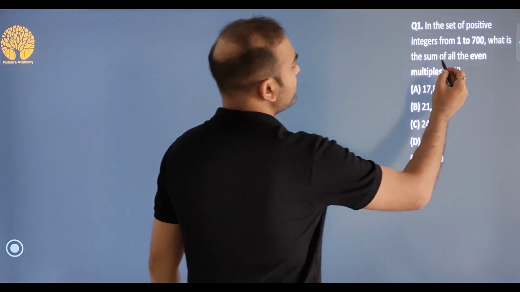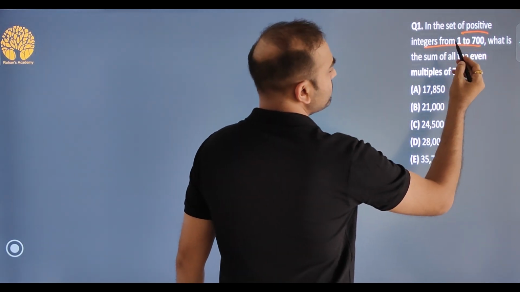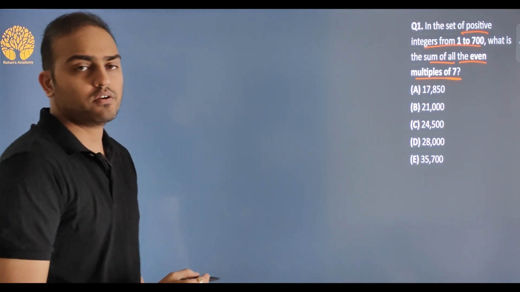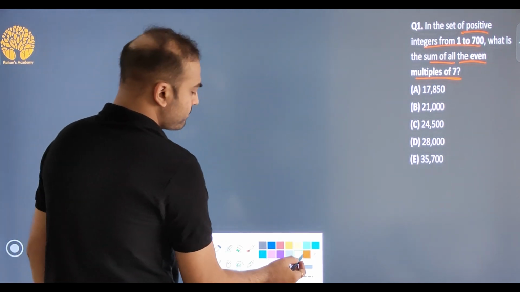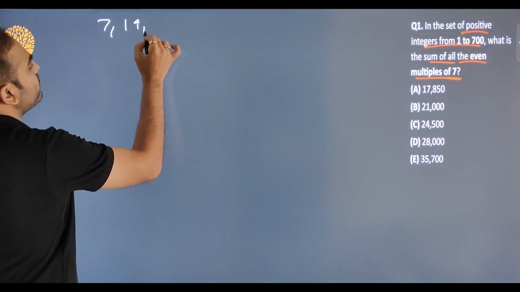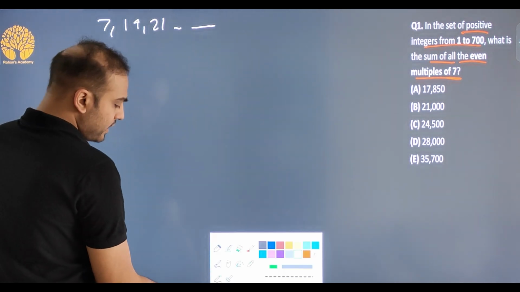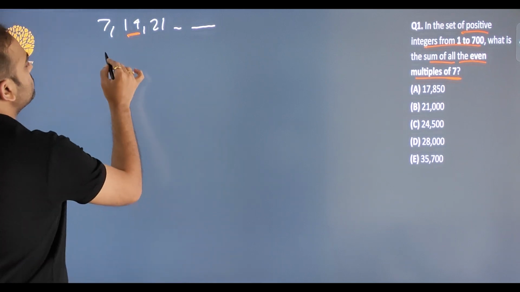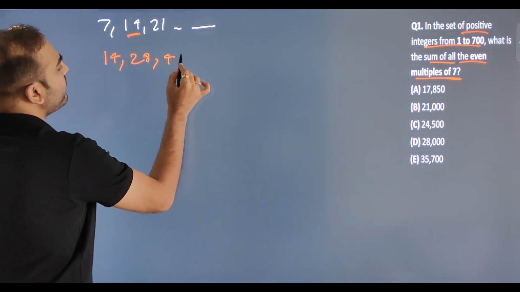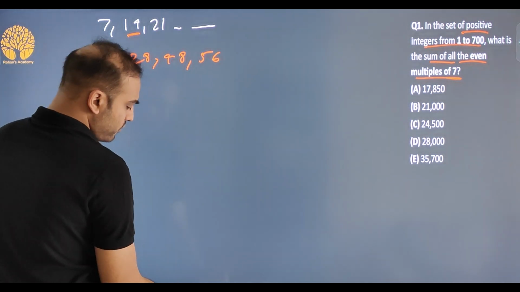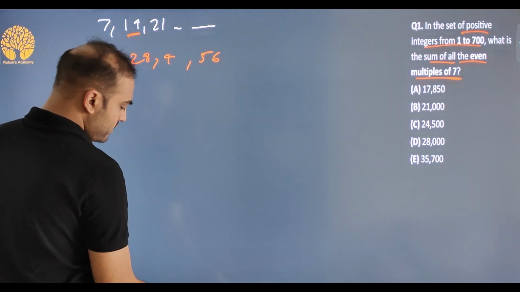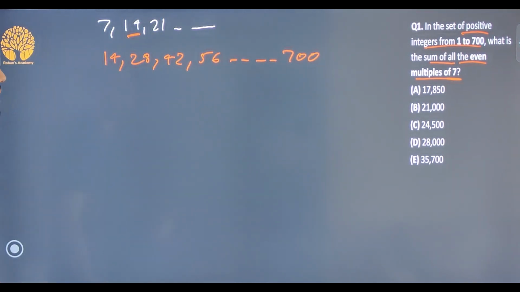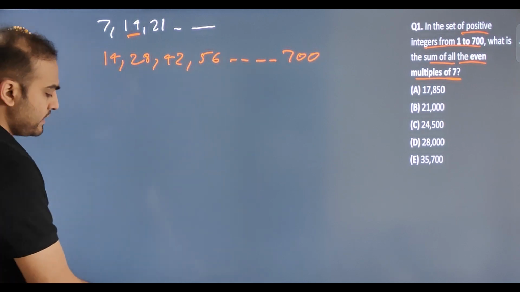Alright guys, moving to the questions. So we have positive integers 1 to 700, sum of all even multiples of 7. Okay, what are multiples of 7? Multiples of 7 are 7, 14, 21, so on. Even multiples means they are even numbers, that is they are multiple of 2 as well. So even multiples will become 14, 28, 42, 56, 42, not 48, right? So on till 700. Okay, and we want sum of all of these, right?